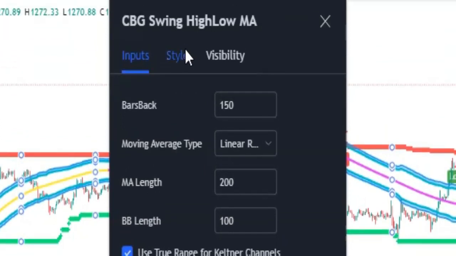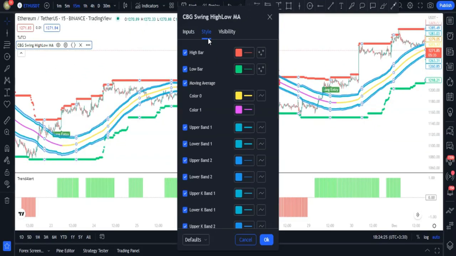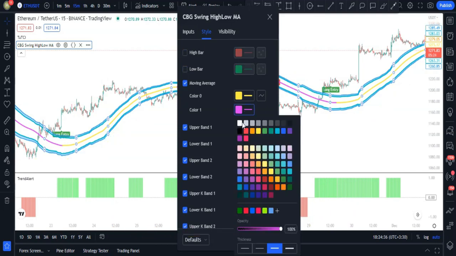Now it's time to change the style. So in the style tab, follow my steps and disable all options except for moving average.